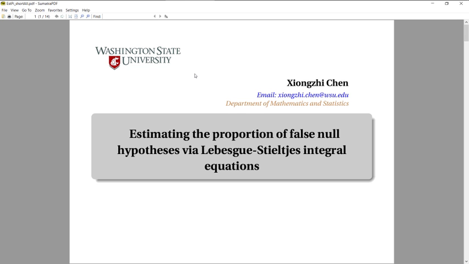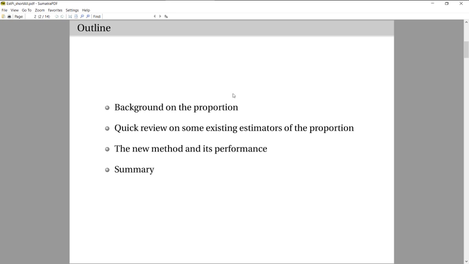In this short presentation, I will talk about a new method on estimating the proportion of false null hypotheses via Lebesgue-Stieltjes integral equations. Here is the outline of the presentation. We will go over the background on the proportion, quickly review some existing estimators of the proportion, and present the new method and its performance, and then summarize the results.